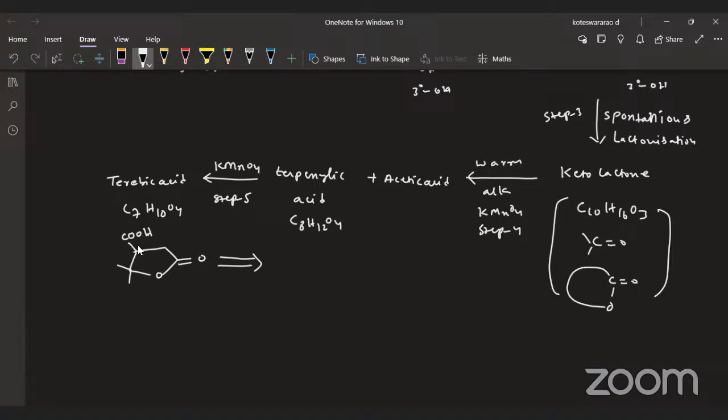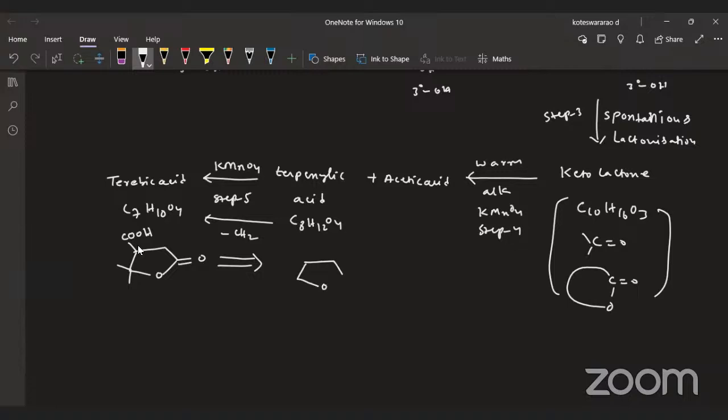What is the difference between the terebic acid and terpenoic acid? There is one CH2. The elimination of one CH2, that is, the analogous carbon is removed, leads to the formation of this terebic acid. It means the difference is only one CH2 between the terpenoic acid and terebic acid. That indicates that the higher member carboxylic acid is converting into the lower member carboxylic acid. From that, we can easily find out the structure of terpenoic acid.